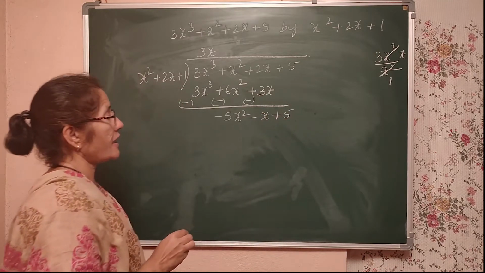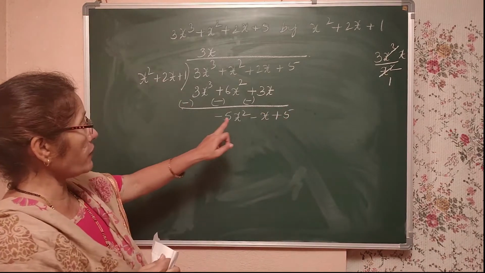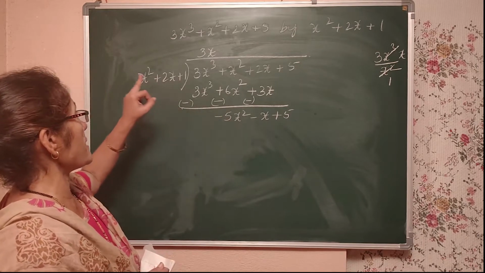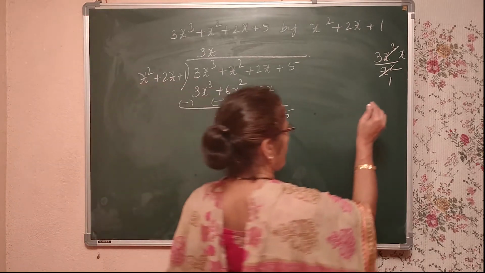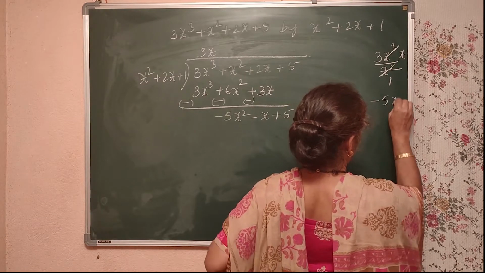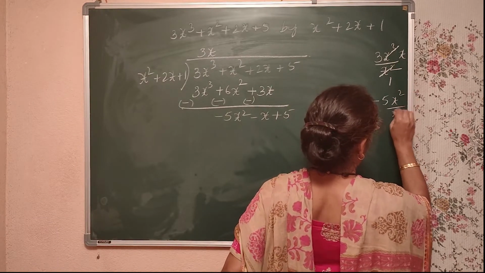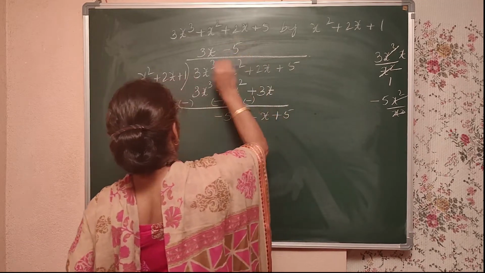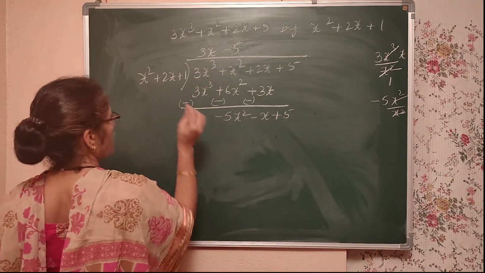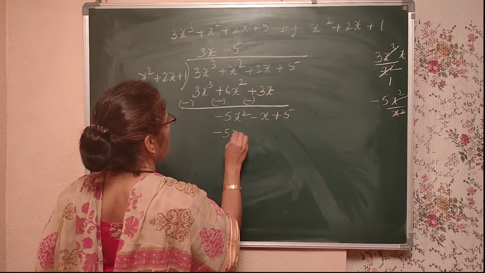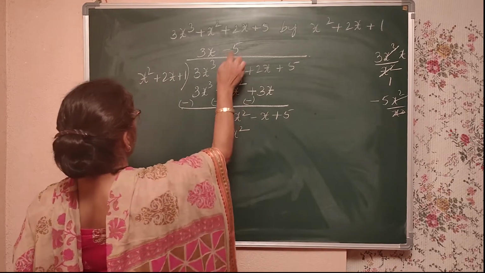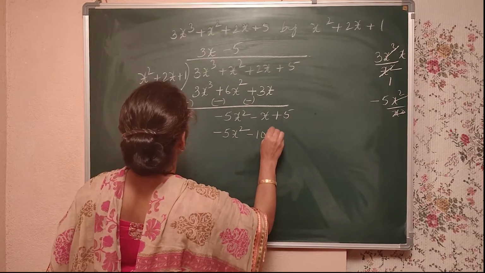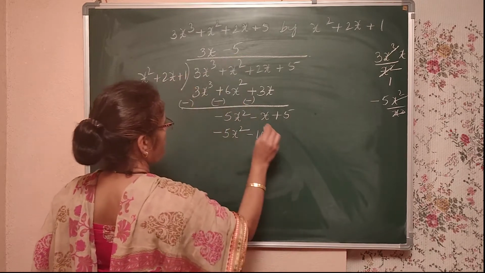Now what is the next step? You see the first term of this and the first term of that. Here minus 5x square is there, here x square is there. So on the side you do minus 5x square divided by x square. X square gets cancelled. What is the answer? Minus 5. That you have to multiply. So minus 5x square, minus into plus minus 10x, minus into plus minus 5.